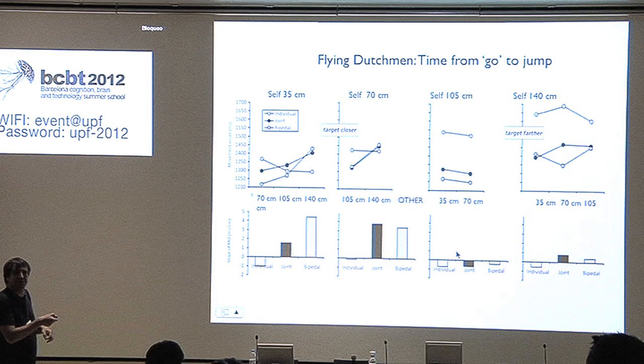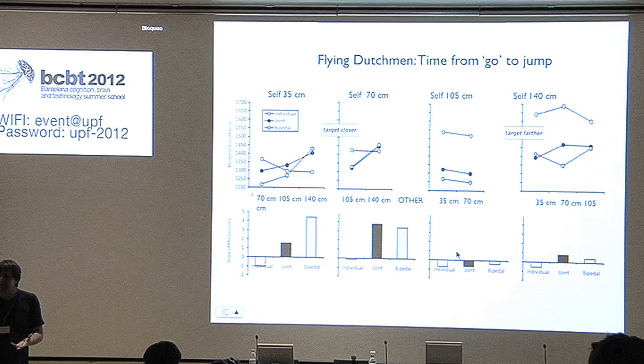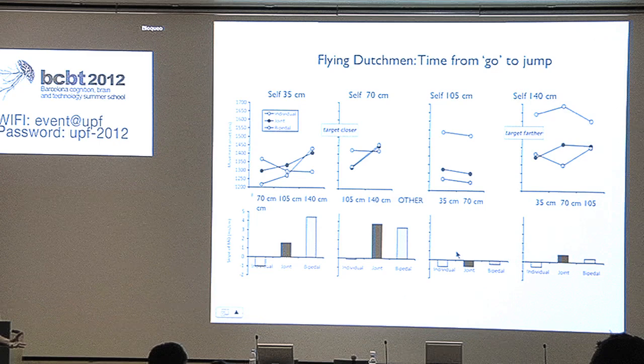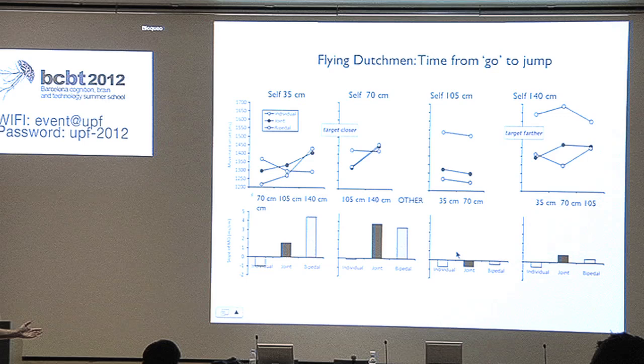Okay, so this is another indication for our speeding strategy. That was the other prediction. So basically, if you have the longer distance to jump, then what you do is you go as fast as possible. And people do that on the fly. We don't tell them to do any strategy. So the slopes are zero in all conditions here, as you can see.